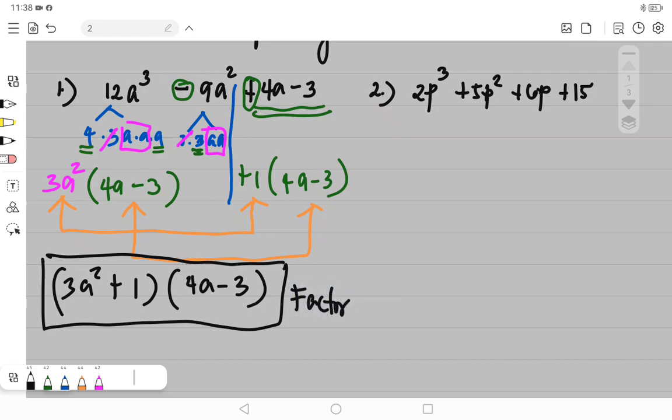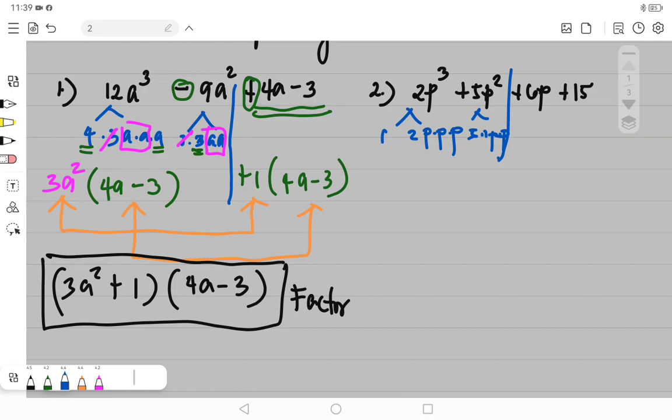Now let's do the other one. Again, let's divide this into two groups. We have 2p cubed and 5p squared. The common term is p squared, because between 5 and 2 there's no common factor, so only 1, of course 1 times 2. And then how many p's do we have? 1, 2, 3. And here, 5 times 1 for 5, and then we have 2 p's.